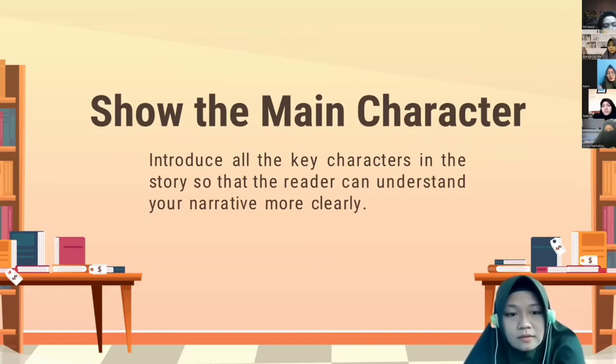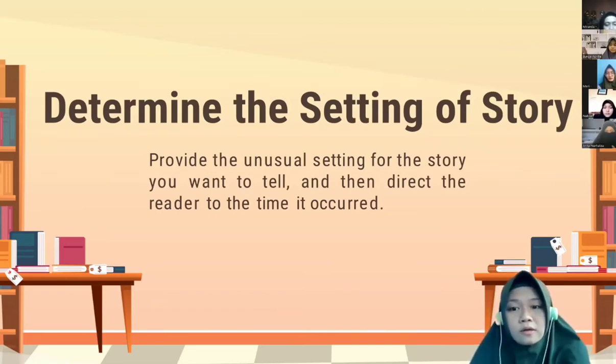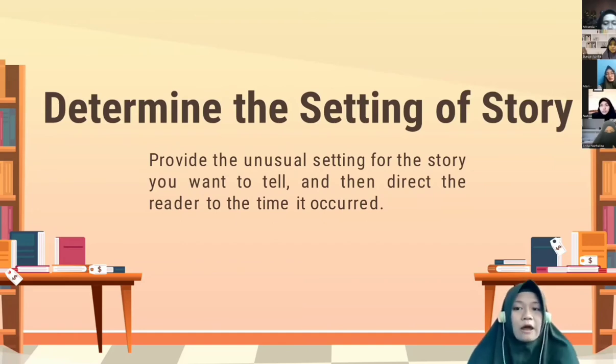And then next is determine the setting of the story. Another interesting and effective way of writing a narrative is by organizing the atmosphere of the story. So provide an unusual setting for the story you want to tell, and then direct the reader to the time it occurred. This helps them place themselves as storytellers and understand his thoughts for every scene in the story.